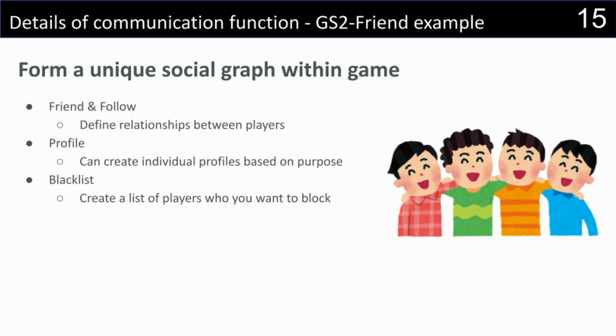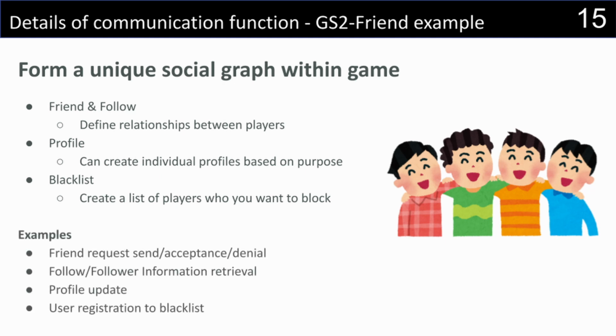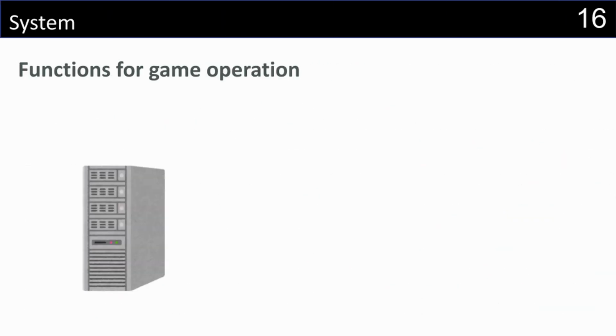It also has a blacklist feature, to store information about players you would prefer not to interact with. Invocable API operations include sending and responding to friend requests, and viewing or updating information related to friends, follows, profiles, and more. Next, let's introduce an example of system features beneficial for the operation of the game.